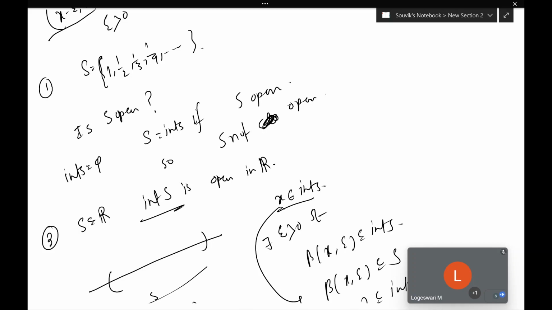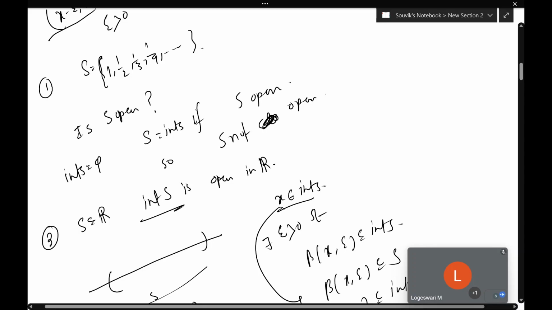Since the set is a discrete set, if we choose any point x, then the neighborhood (x minus epsilon, x plus epsilon) can't be inside the whole capital S. That's why the interior of S is an empty set. So S is not open.